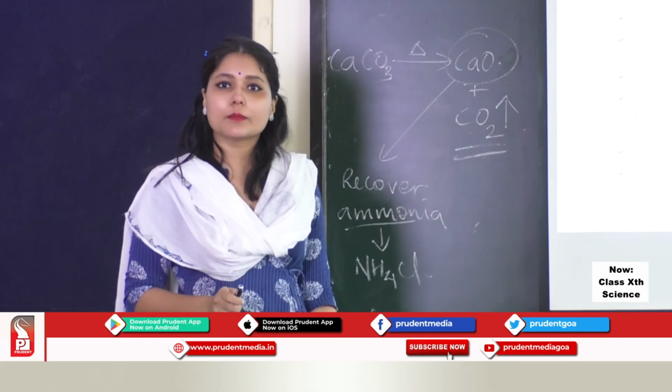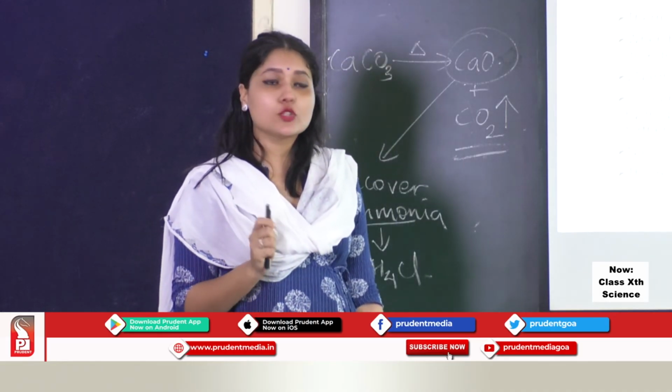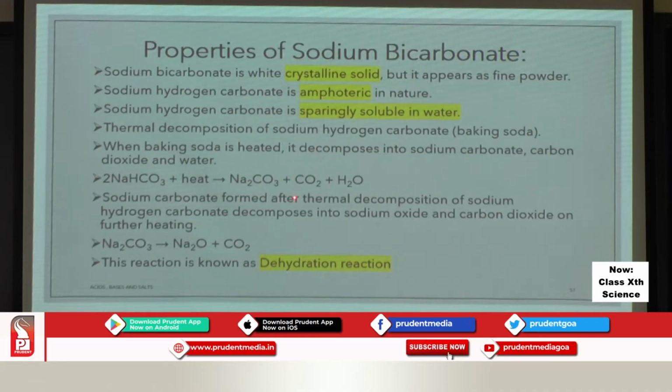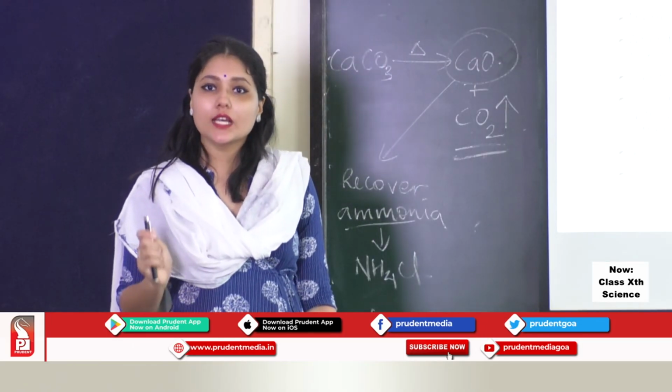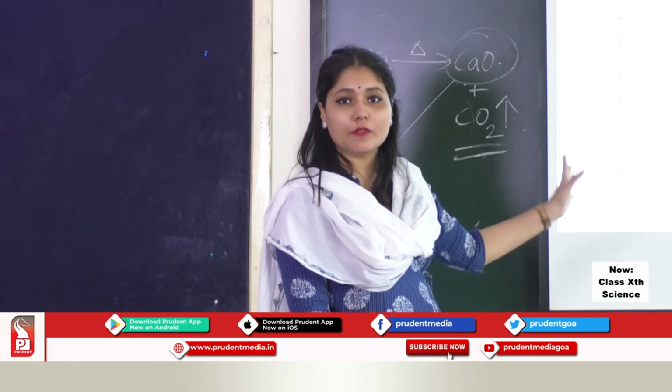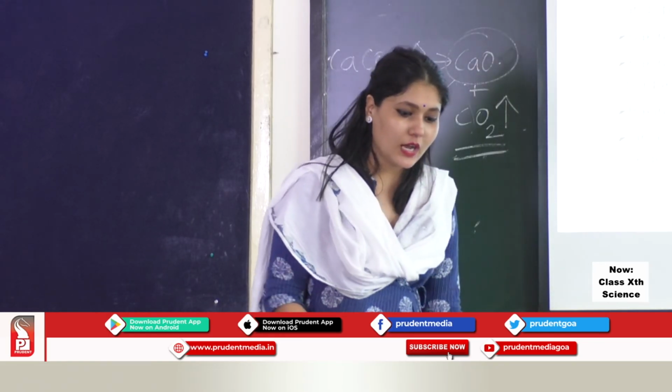Now what is sodium carbonate? Sodium carbonate is washing soda. So sodium carbonate is formed after thermal decomposition of sodium hydrogen carbonate. When you further heat sodium carbonate, it gives you sodium oxide and carbon dioxide. So what has happened in this particular reaction? There is loss of water molecule. Since there is loss of water molecule, this particular reaction is known as a dehydration reaction. So these are some of the properties of sodium bicarbonate.